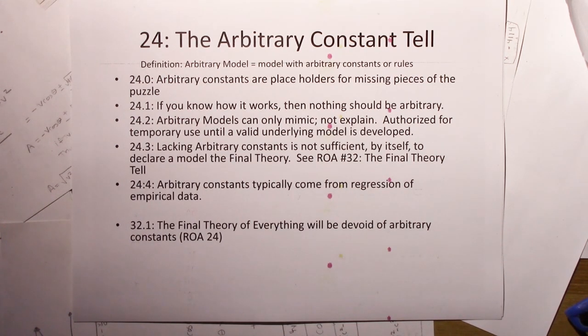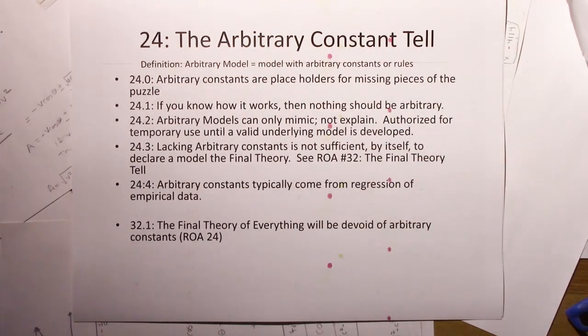Because sometimes you just don't really need to know the underlying physics in engineering. You just need to get some measurements together to make a quick model to get past a certain impasse. Okay, and that works, that's valid. Engineers do it all the time. Okay, but 24.3, lacking an arbitrary constant is not sufficient by itself to declare a model the final theory. Okay, see rule of acquisition 32, the final theory tell, which will be produced in a couple of weeks. Okay, and 24.4, the arbitrary constants typically come from regression of empirical data. That's you engineers.